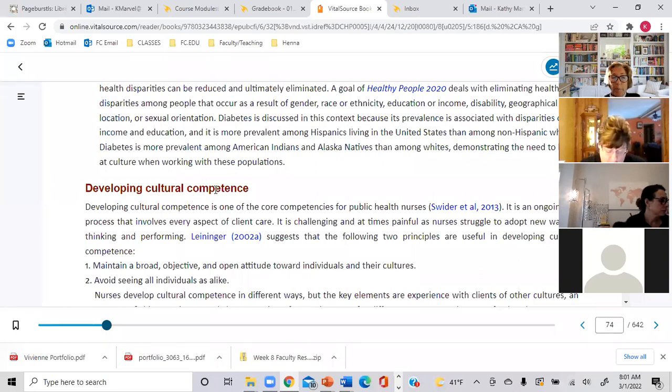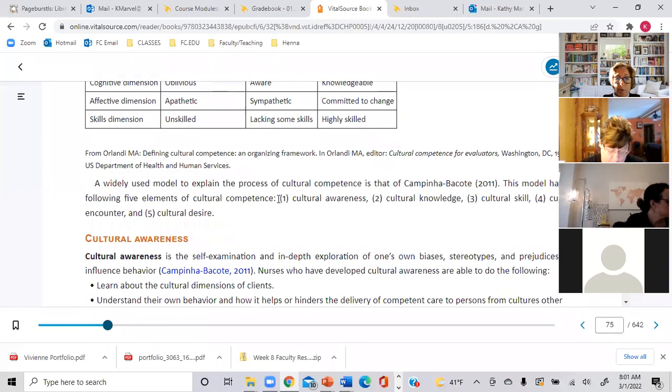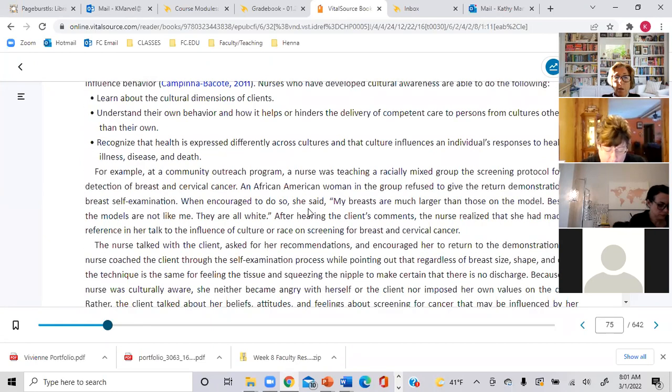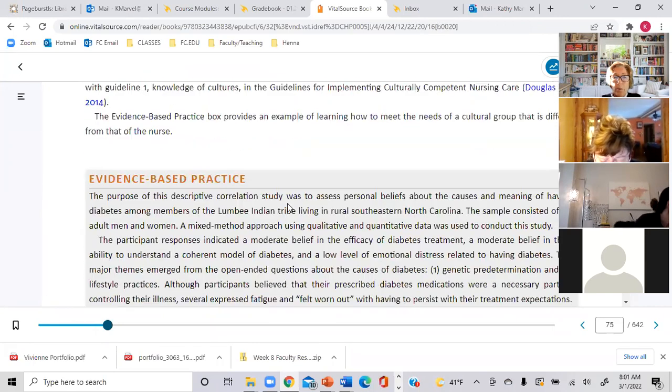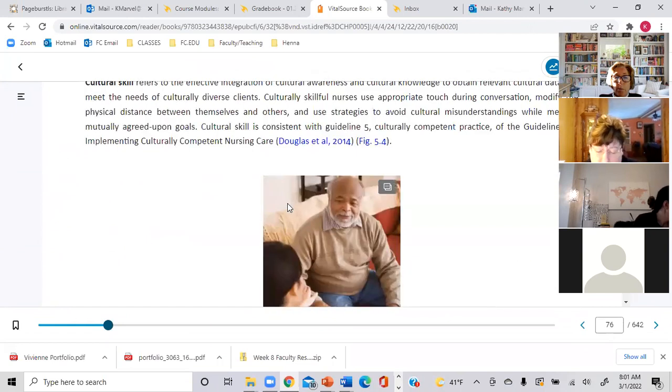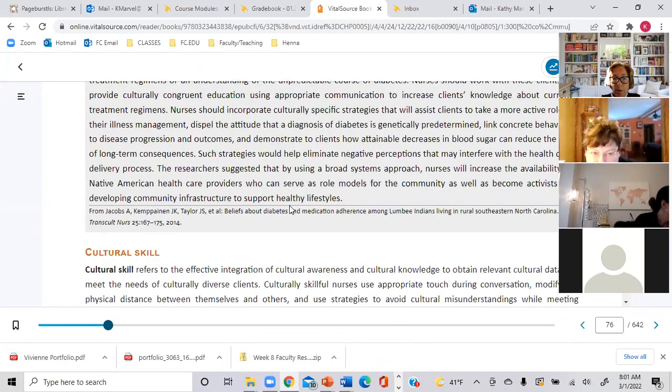Then the rest of the chapter is going through what we went through in the outline. How do we develop cultural competence? And what is cultural competence? You must be culturally aware. You must be culturally knowledgeable. And it goes through each of these in the book. You must have cultural skill.